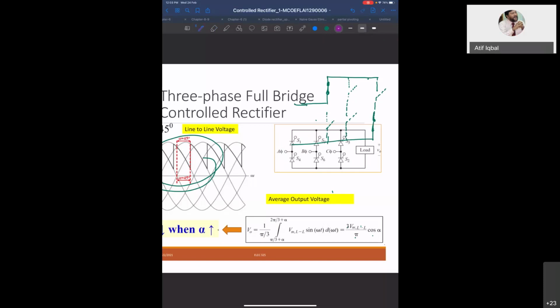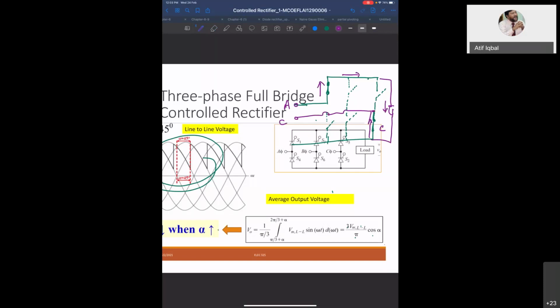So, which one will operate? You see, this is A and this is C. So, it is operating like this. Current is going like this, then you have the load. It will go to the load, then it will come here and then it will go to the C.